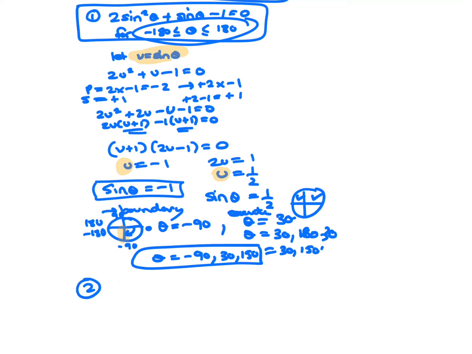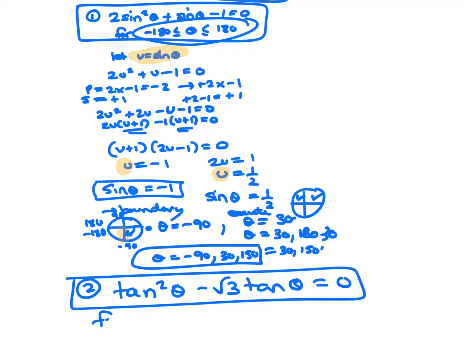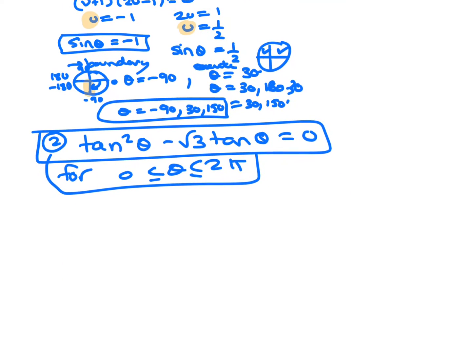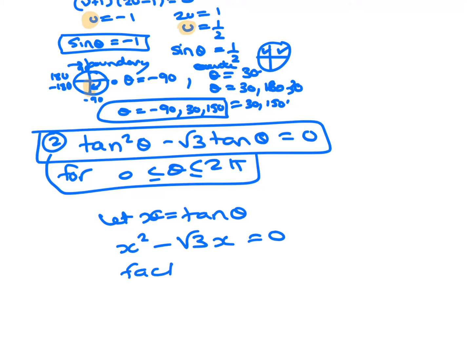Okay, let's just look at another one. So say you have tan squared theta minus root 3 tan theta equals 0. And we're going to solve it for theta in between 0 and 2 pi. Alright, so the first thing you do, if you let u equal tan theta, you could also use a different letter, wouldn't it? Let's say x. Then you have x squared minus root 3x equals 0.